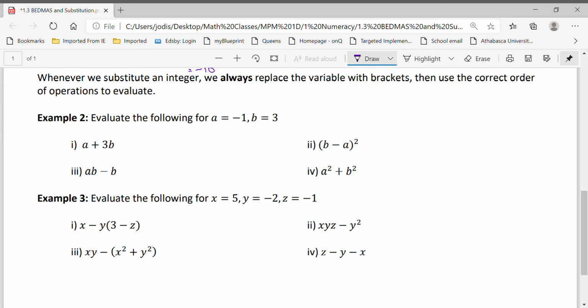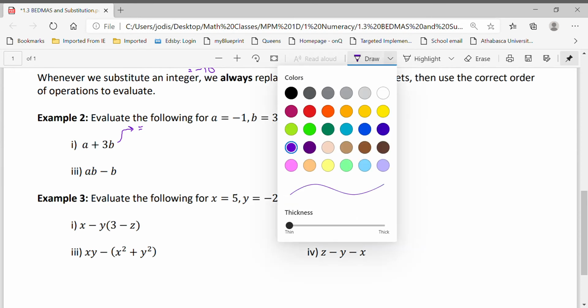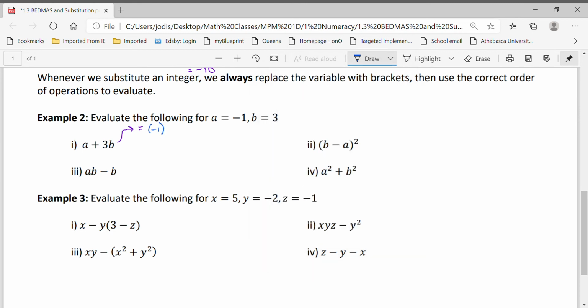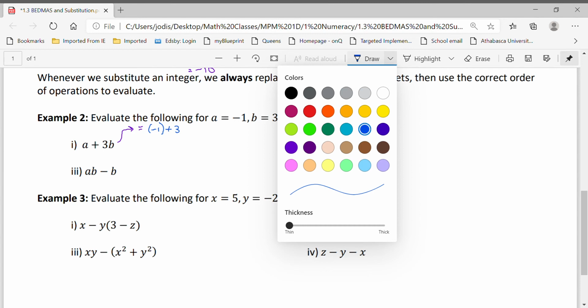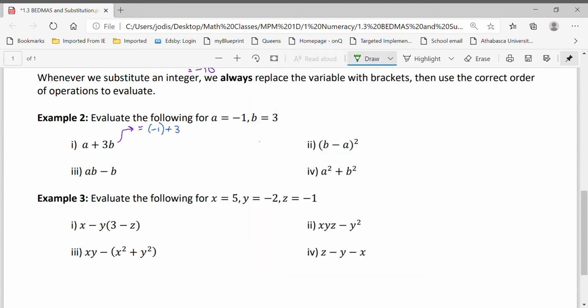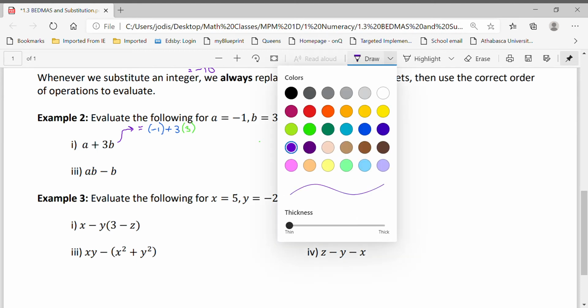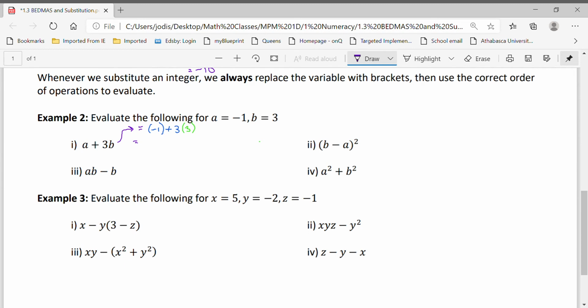So in our first example, we want to evaluate when a equals negative 1 and b equals 3. When you do these, you can just replace right into the question. When we see an a, a is always going to be negative 1, so we're just going to write it in as negative 1 plus, and then keep the number that was there. And then for b, I'm just going to do b's in a different color. So for b, b is 3, so we're going to multiply by 3. So that's where our substituting comes in.